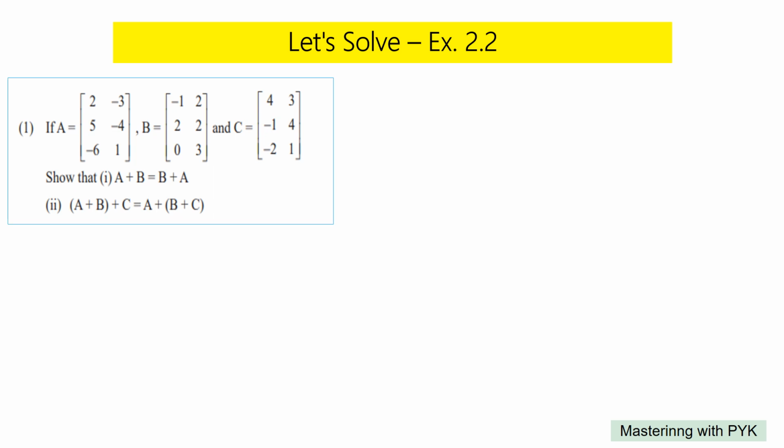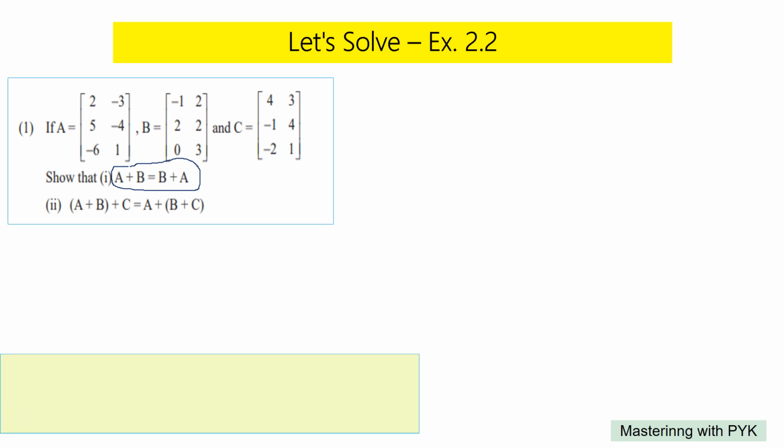So the first question of exercise 1.2 says that you have been given 3 matrices A, B and C. You have to show in the first part, that is A plus B, that is matrix A plus matrix B is equal to the matrix B plus matrix A. This means the order of addition of two matrices gives you the same result.